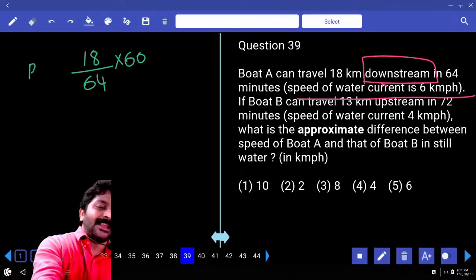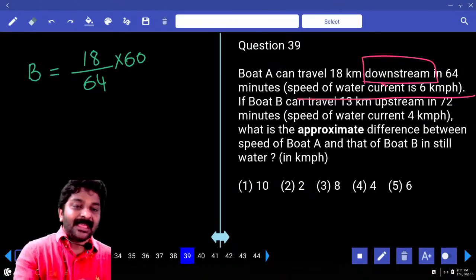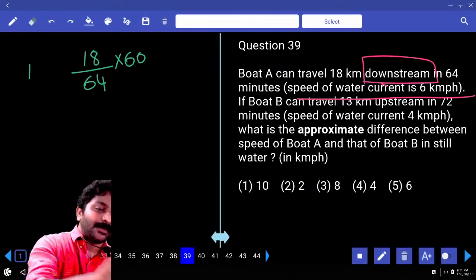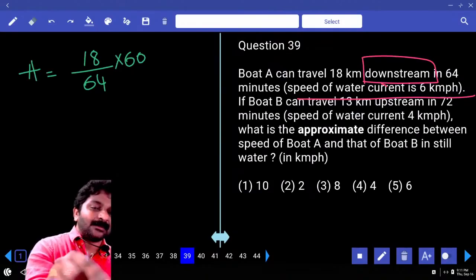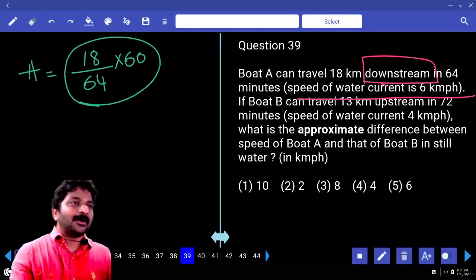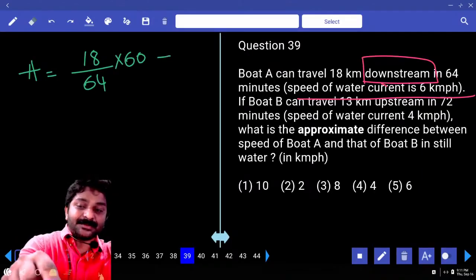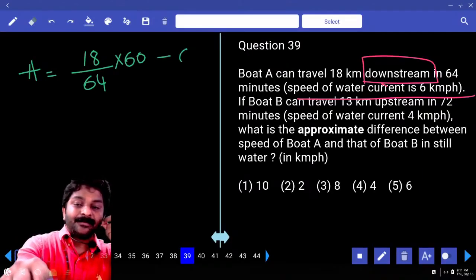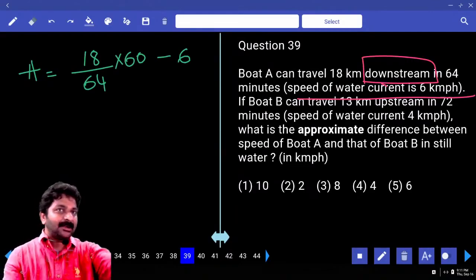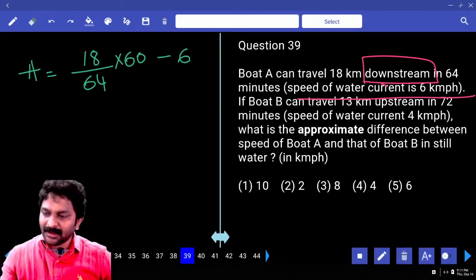From this, if I want to calculate boat A speed, you know that this is boat speed and stream speed. So from this we have to subtract stream speed only. How much is that? 6. Keep it aside, don't calculate. We'll do that later. Continue.